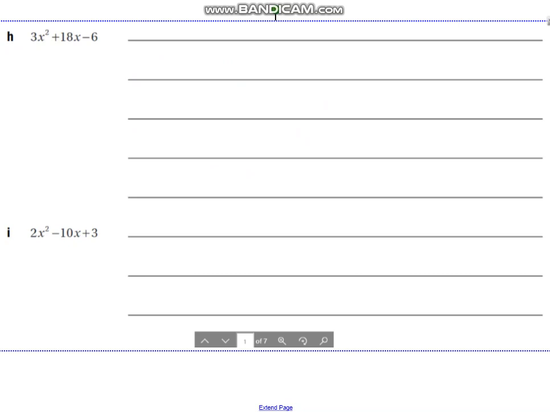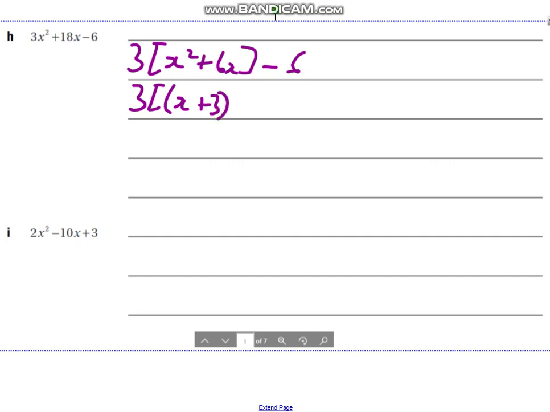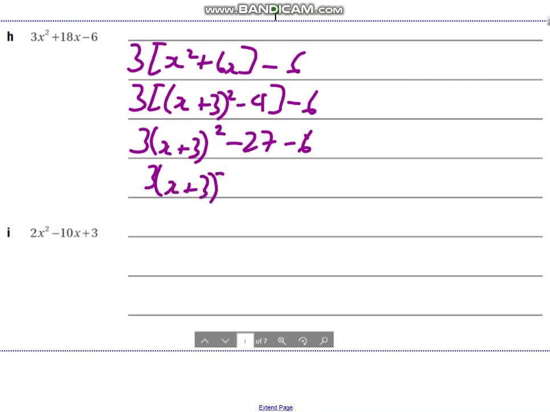Again, cheeky factorise needed here, and so that's 3 times x squared plus 6x minus 6. Complete the square inside the bracket, 3, as we saw in our first example, x plus 3 all squared minus 9 minus 6, so we just expand that out, 3 times x plus 3 all squared minus 27 minus 6, and so 3 times x plus 3 all squared minus 33, and I'm sure those 3's made the person doing this smile.